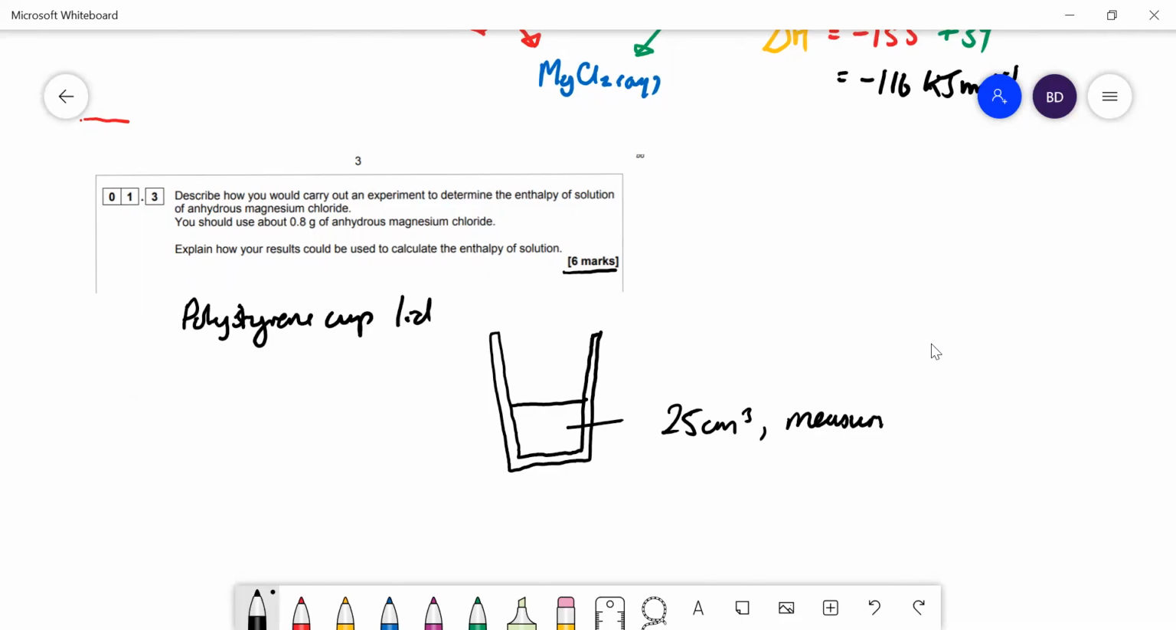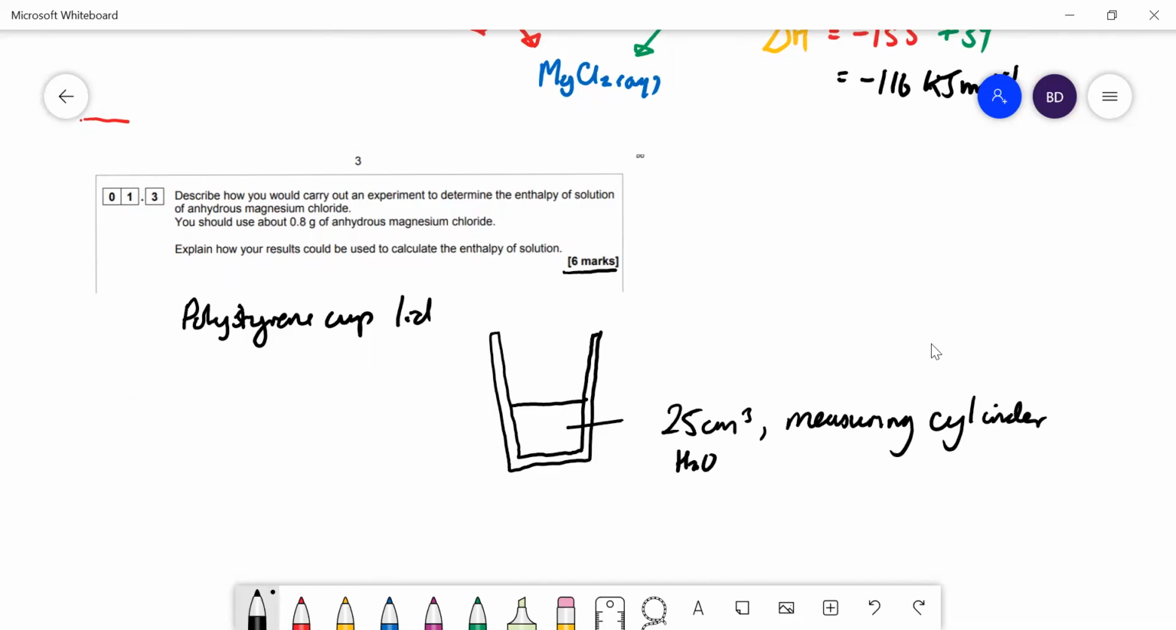It's not necessary to use a pipette there, because the other errors of heat loss and so forth are pretty big, and so it's not really worthwhile going any more accurate than that. So 25 centimeters cubed of water there.